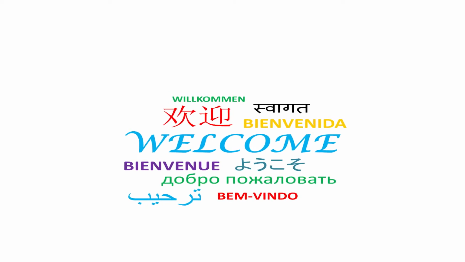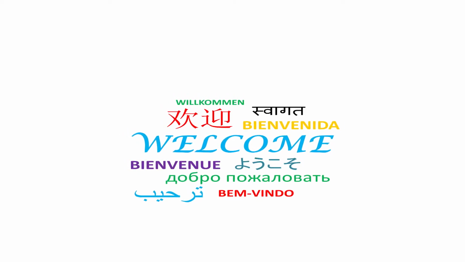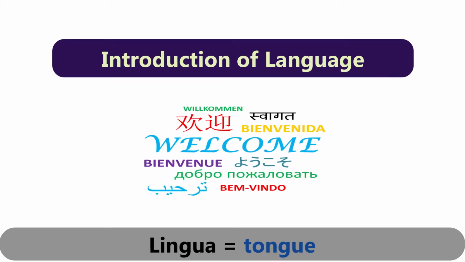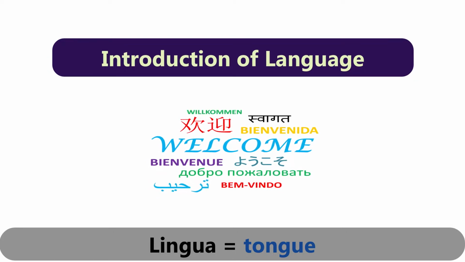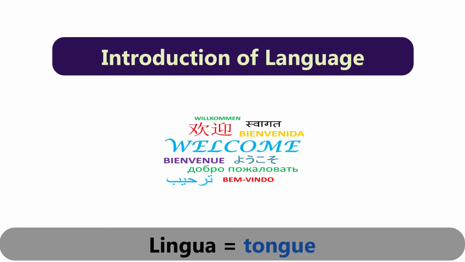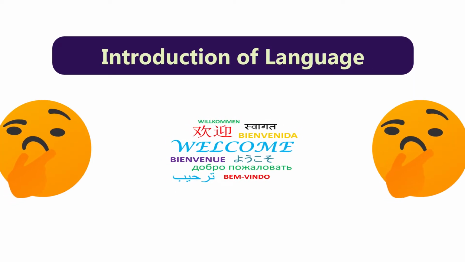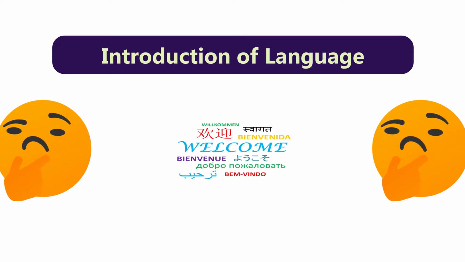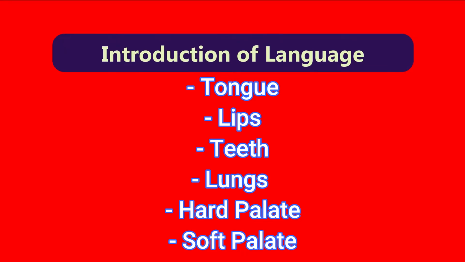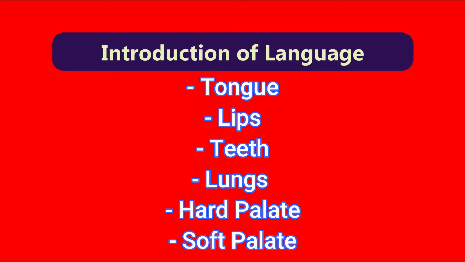Now see, language comes from a Latin word lingua, which means tongue, because those guys believed that the spoken language is spoken using tongue. But again, we have a question here. Do we only need our tongue to speak a language? No, we use tongue and lips and teeth and lungs and mouth roof, which is called as hard palate, and mouth base, which is called as soft palate.